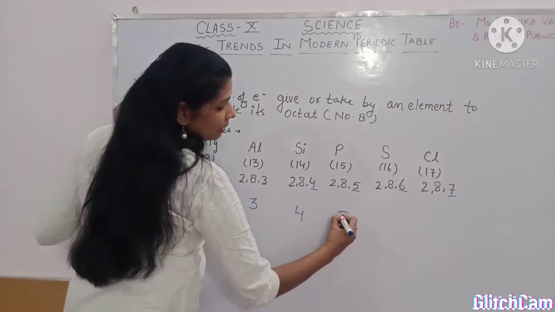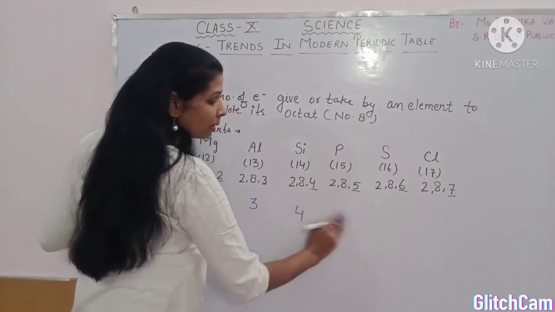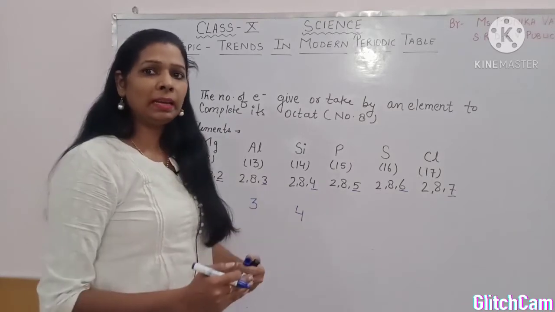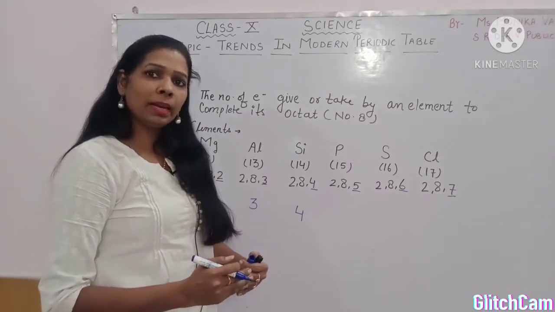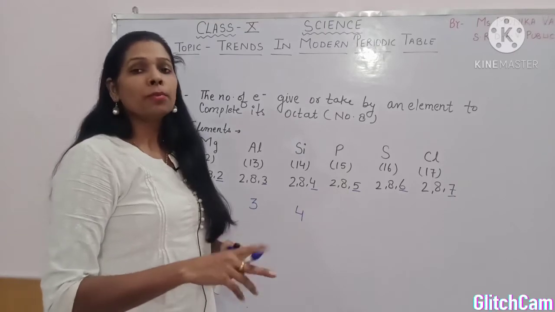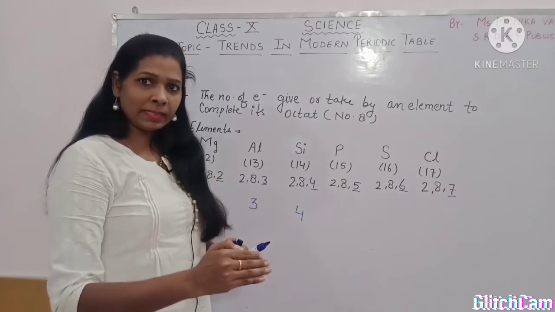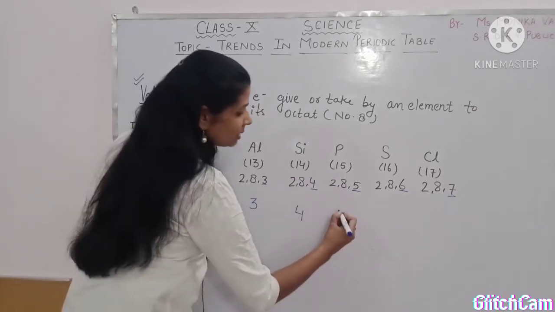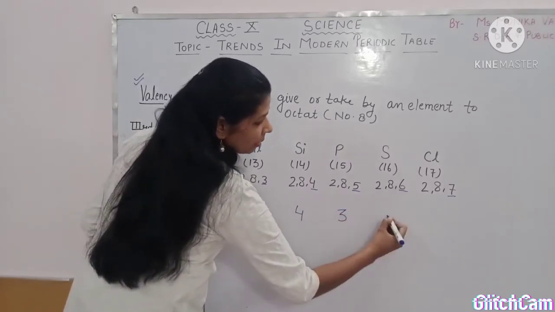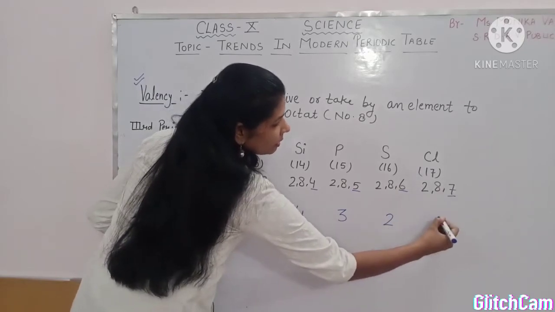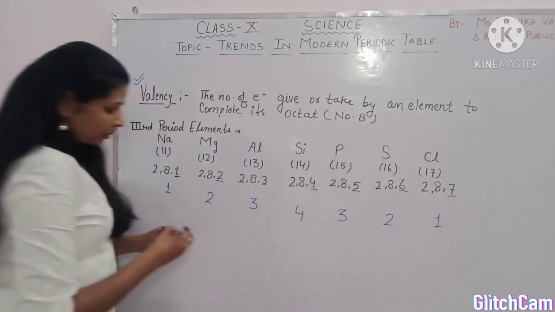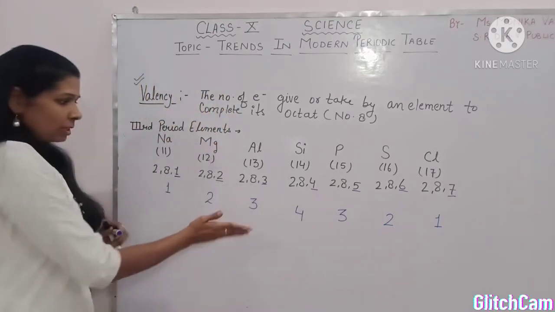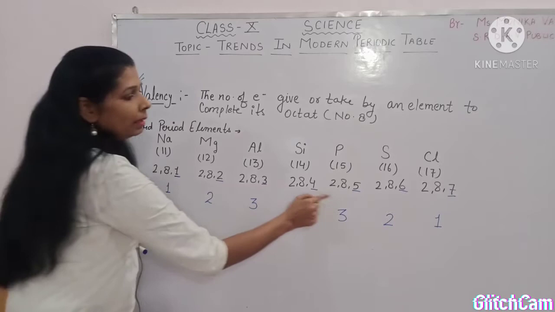Then with 5 valence electrons, now it will not donate electrons, it will gain electrons. And how many electrons will it gain to complete the outermost shell? It has 5 electrons. To complete 8 electrons, it requires 3 electrons. So its valency will be 3, the same way its valency will be 2, and its valency is 1. So there is a pattern of valency which is decided by the valence electrons.